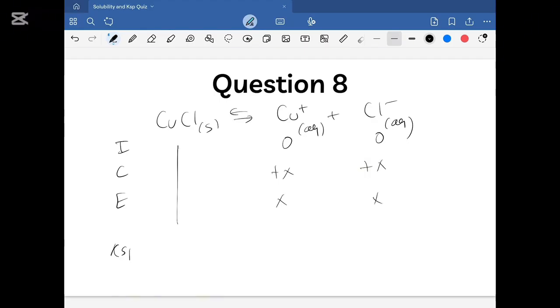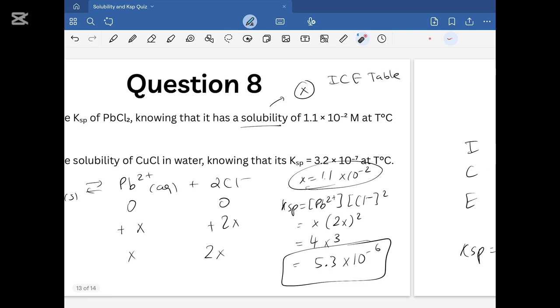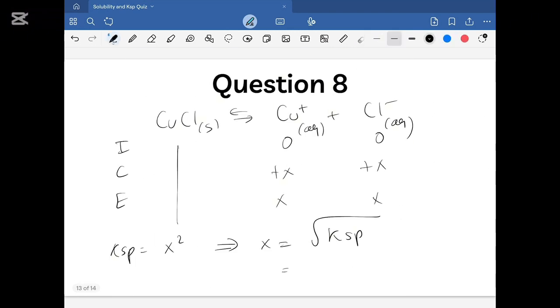Ksp is going to be equal to x squared. Therefore, x is going to be equal to the radical of Ksp. Now the Ksp is given as 3.2 times 10 to the power of minus 7. So I'm going to do the radical of 3.2 times 10 to the power minus 7, and the answer is going to be 5.7 times 10 to the power of minus 4. This is the x that I'm going to get, which is the concentration.